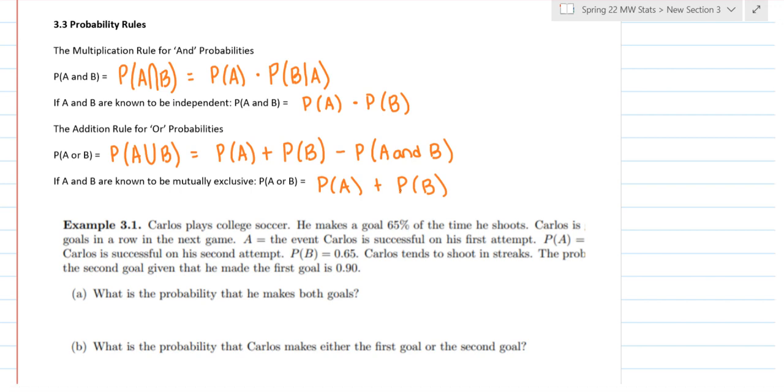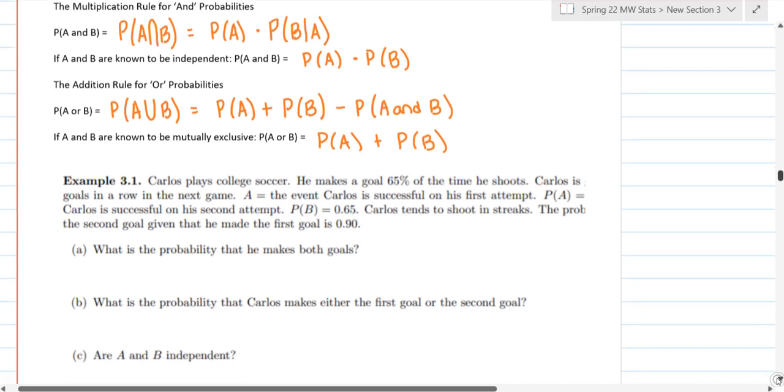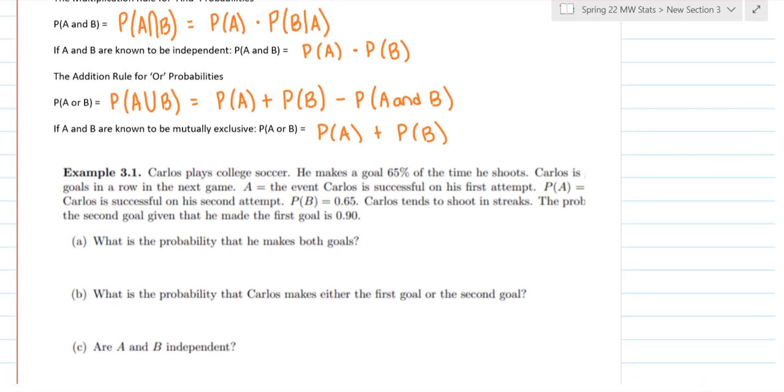I know this all sounds very confusing, so let's look at some examples. I might pull some more from your homework, because I just have these two right here. Carlos plays college soccer. He makes a goal 65% of the time he shoots. Carlos is going to attempt 2 goals in a row in the next game.